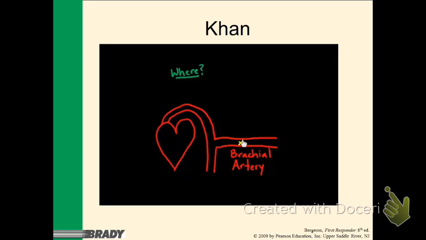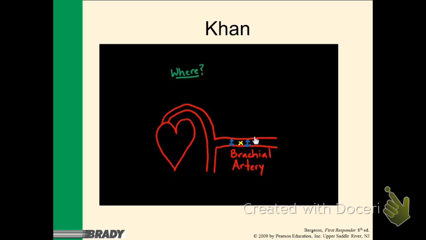I marked it with a little X because that's kind of the upper arm, right? So that's usually where they're checking the blood pressure. And again, they're checking the force that the blood is putting on the vessel wall. So these little blue arrows. So that answers the where question.